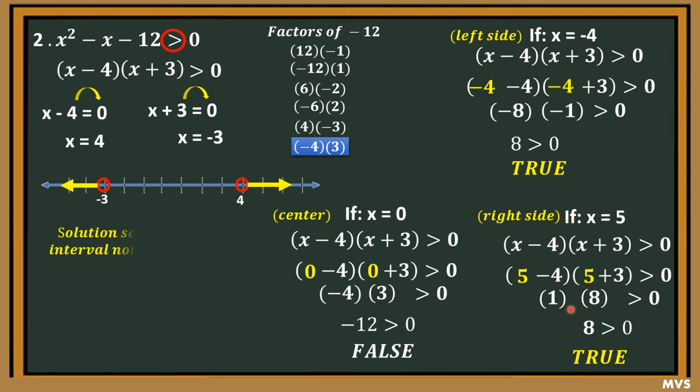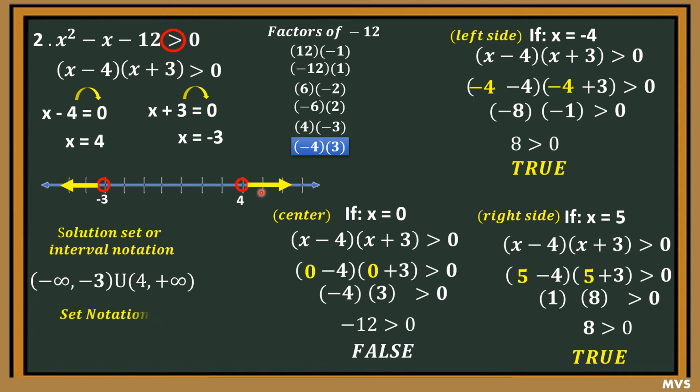Let's go to the solution set or interval notation. Since we used here hollow dot, therefore we're going to use parentheses. And arrows on both sides means this is negative infinity and this is positive infinity. Automatically, we will use parentheses. So the solution set is negative infinity to negative 3, union, positive 4 to positive infinity.